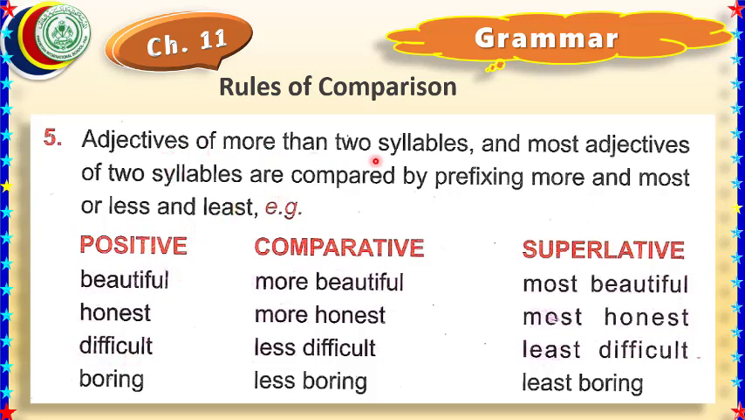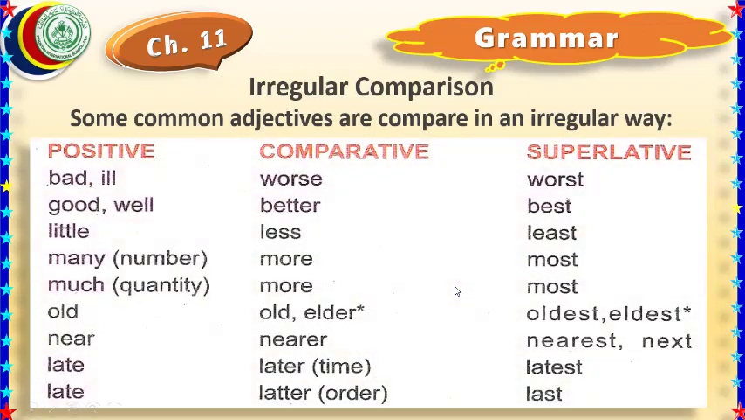Okay, adjectives of more than 2 syllables and most adjectives of 2 syllables are compared by prefixing more and most, or less and least. Beautiful, more beautiful, most beautiful. Difficult, less difficult, least difficult. Yes, I think you have got the rule.